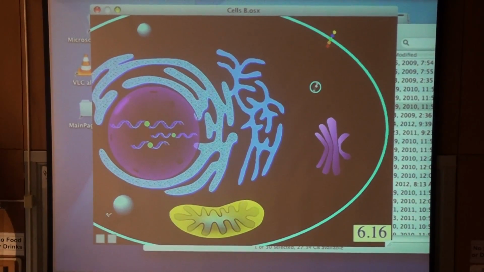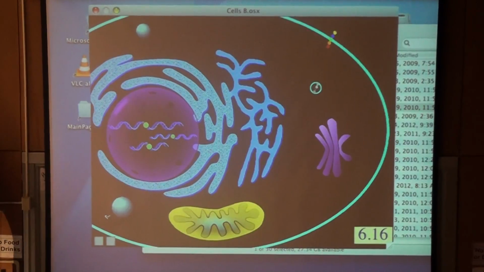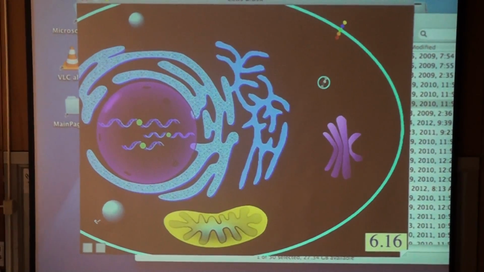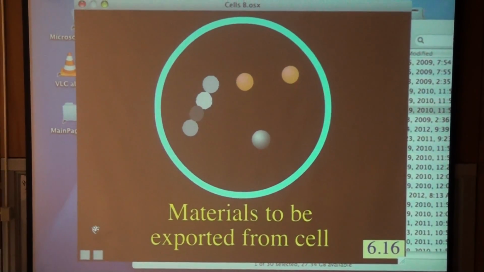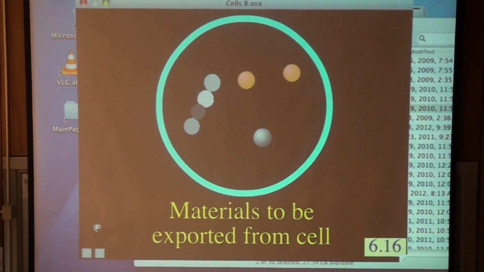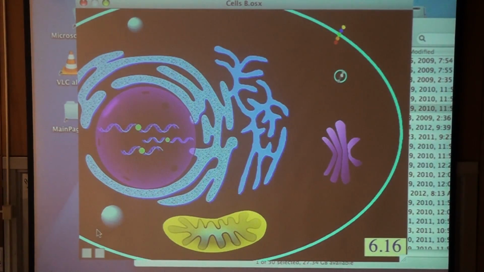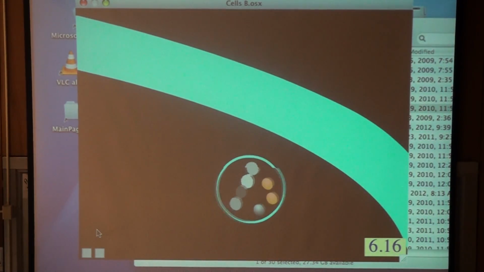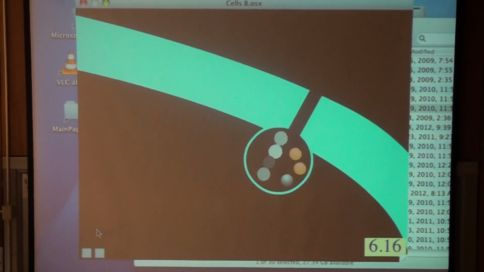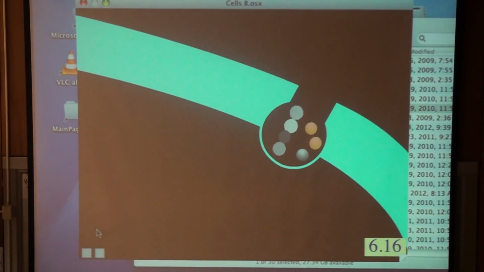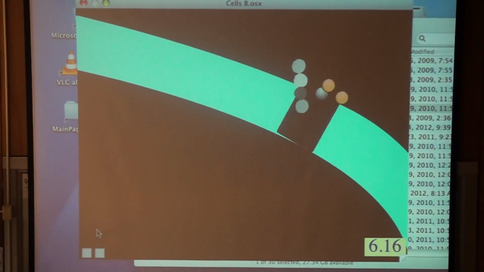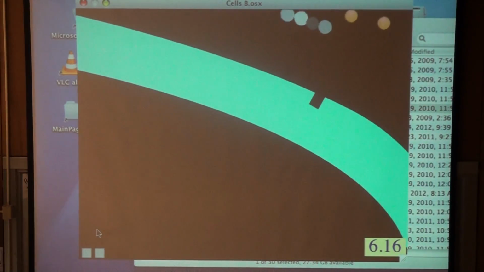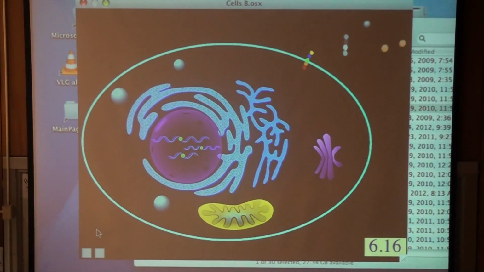So here's the material that needs to be secreted from the cell, gets packaged up inside vesicles. Those vesicles fuse with the cell's membrane, like we saw before. But this time, the contents are just going to be dumped out of the cell instead of getting trapped into the cell membrane. And there they go. And that process has a name. It's called exocytosis.